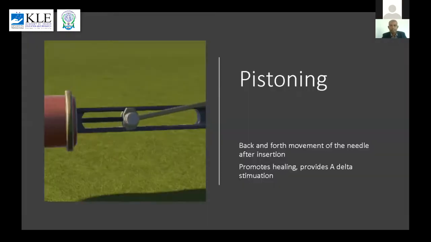And let us pick pistoning first. As you can see, there is a nice mechanical piston here, which has a back and forth motion. Similarly, when you do pistoning, we do a back and forth motion with the needle after insertion, never coming out fully from the entry point. Usually about a 10 millimeter movement happens, and its purpose is primarily that it promotes healing, and it provides a delta stimulation, so it works in the pain gate mechanism and reduces pain.